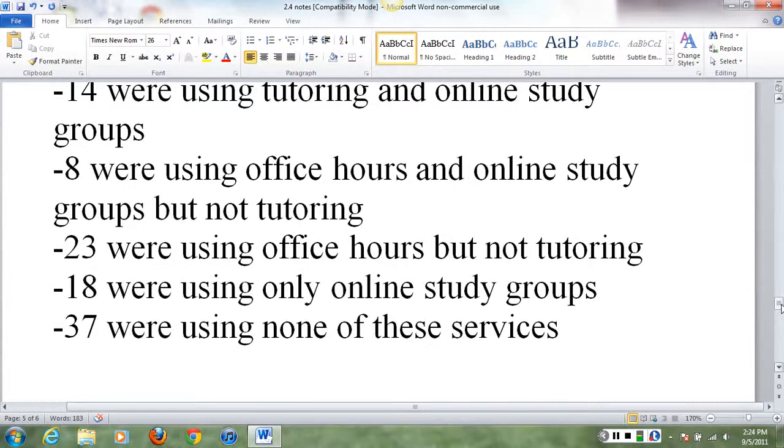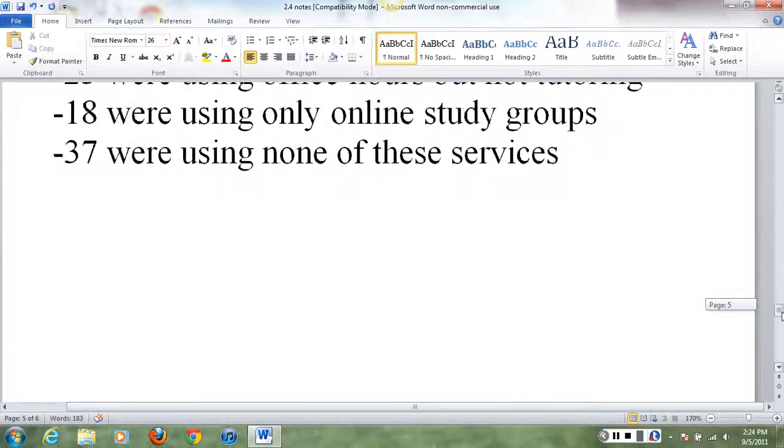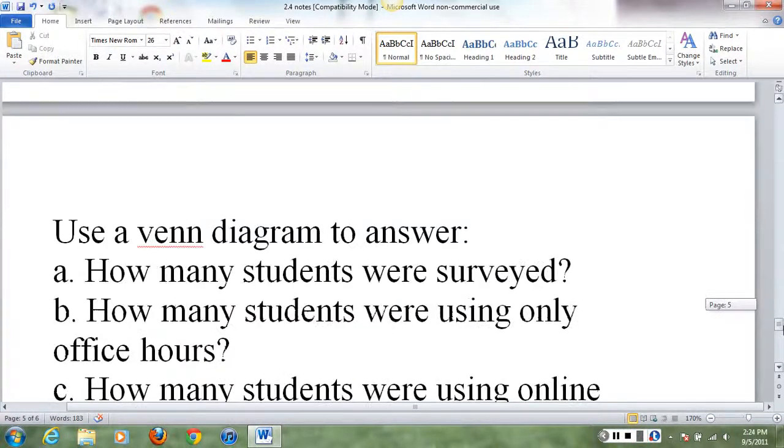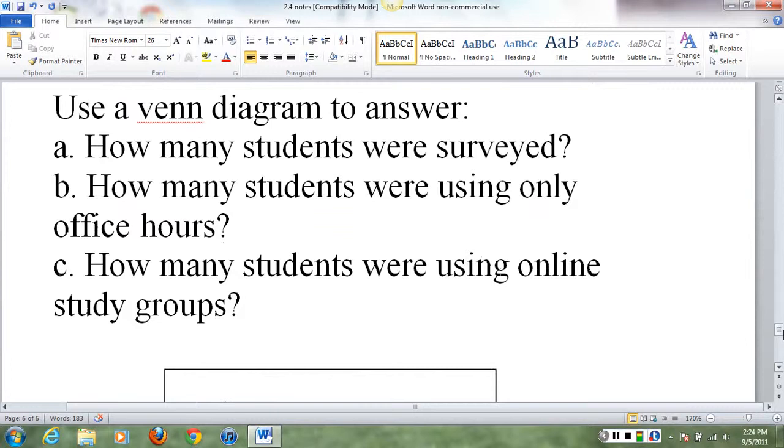And it's important to look at some of this wording. 8 were using office hours and online study, but not tutoring. So what this is doing is we're singling out sections. So how many students were surveyed, how many students were using only office hours, and how many students were using online study groups.